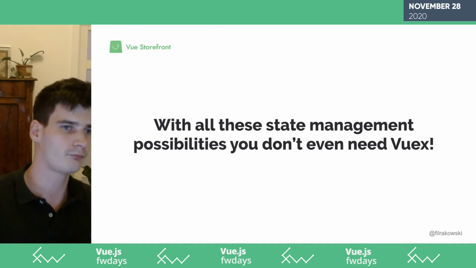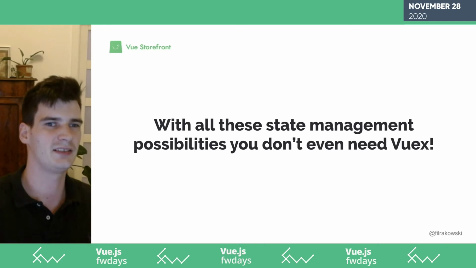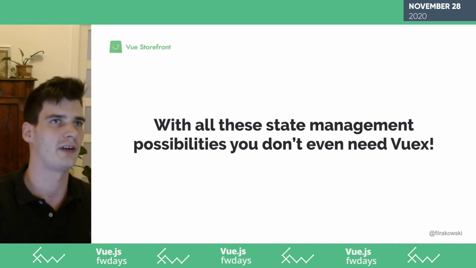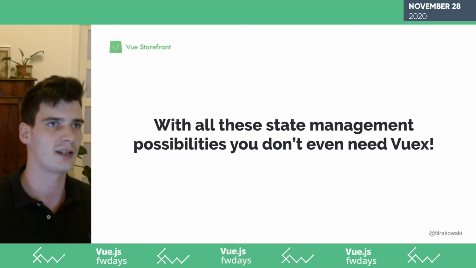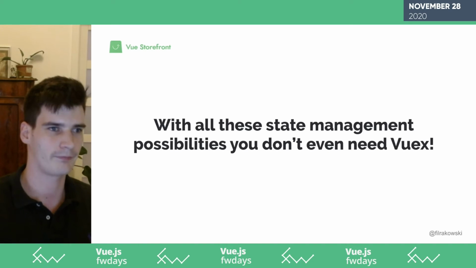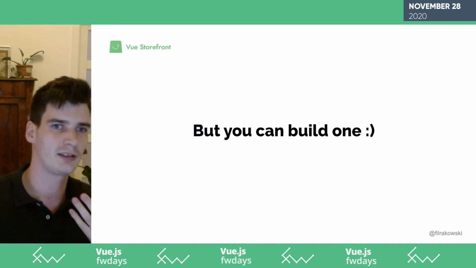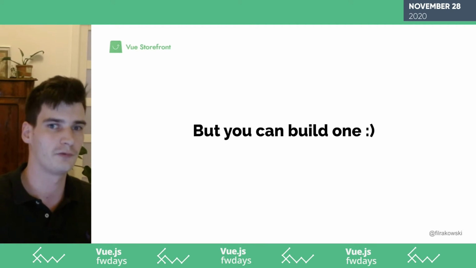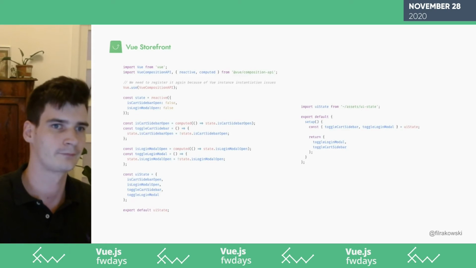So with all the state management possibilities, you basically don't need Vuex at all. Of course, I'm not saying that you don't need it for any application, but the number of use cases for Vuex right now is much smaller because we can handle our state perfectly with just Composition API. But if you really like the Flux architecture and the Flux approach that Vuex is based on, you can easily build your own Vuex with Composition API.